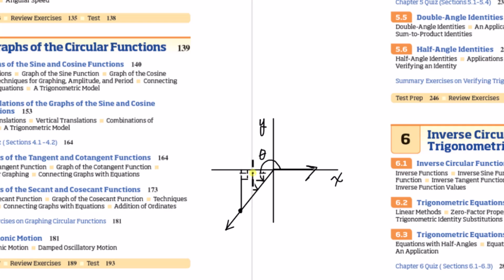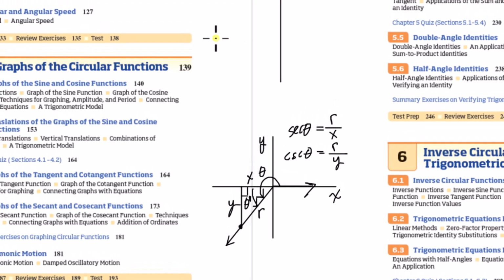Okay, there is the reference angle. So this point here has coordinates x and y. The hypotenuse is r. Okay, so the secant of this angle, secant of theta, we know is the reciprocal of cosine. So cosine is x over r, so secant is r over x. Okay, and then cosecant of theta is the reciprocal of sine, so that's going to be r over y.